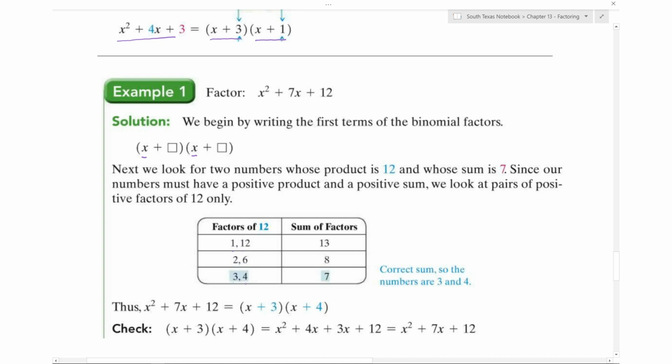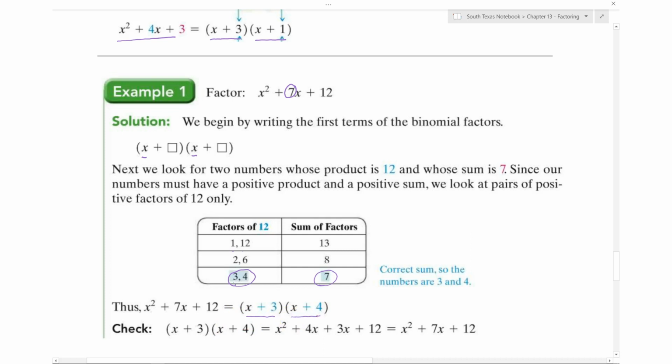What we want is for the factors to add up to give you the middle coefficient. In this case, it's 7. So we notice we have 3 and 4, because 3 plus 4 gives you 7. Therefore, x squared plus 7x plus 12 is equal to x plus 3 times x plus 4.